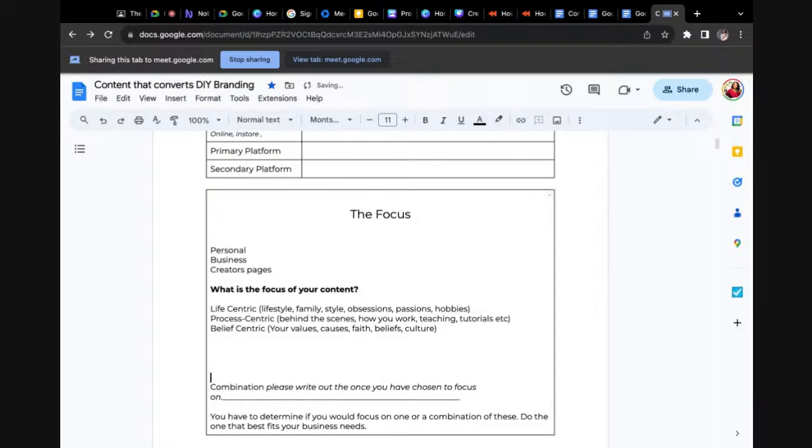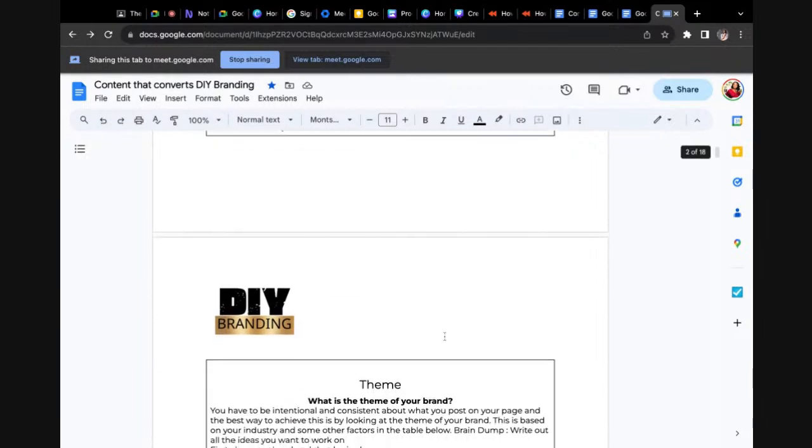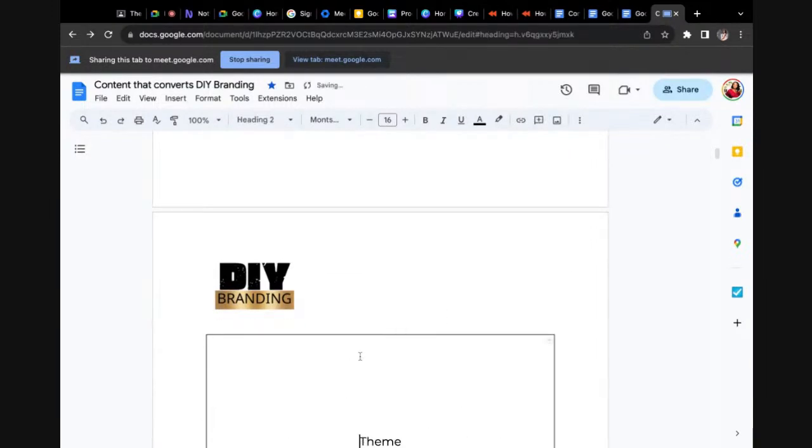Belief centric are simply the ones that are based on values, causes, faith, like Christian pages. You have some pages that are talking about recycling. You have some pages that are talking about global warming. You have pages that are talking about specific causes. These ones are belief centric. But what we do is a combination of this. Because sometimes I want to talk about my beliefs, sometimes I want to talk about certain things. I could do a combination of these. So it's always good to start with understanding the brand.